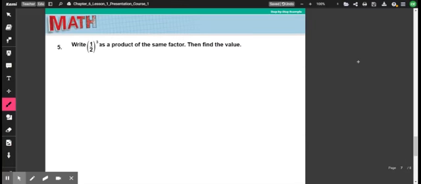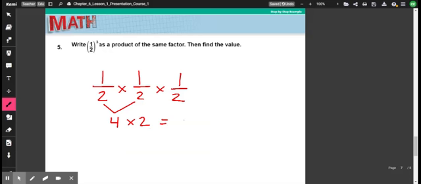All right. Number 5, example 5, we have write a half to the 3rd power as a product of the same factor. So what we're going to do is 1 half times a half times a half. Okay. So how we are going to do this is we are going to say, okay, 2 times 2, that's 4, times 2 is 8. All right. So our bottom number is going to be 8. And then 1 times 1 is 1 times 1 is 1. All right. So our answer for this would be 1/8. All right. Whatever answer you get for the first one, you just multiply it by the next number. And then if there are more numbers, you just continue to keep multiplying it by that number.